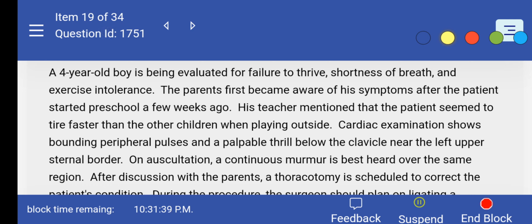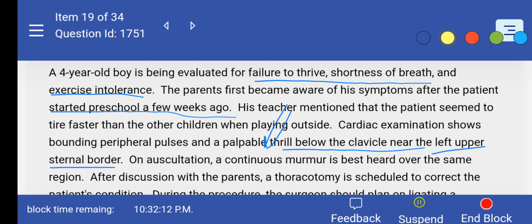Now, question number 19. A 4-year-old boy is being evaluated for failure to thrive, shortness of breath, and exercise intolerance. The parents first became aware of his symptoms after the patient started preschool a few weeks ago. His teacher mentioned that the patient seemed to breathe faster than the other children when playing outside. Cardiac examination shows bounding peripheral pulses and a palpable thrill below the clavicle near the left upper sternal border.